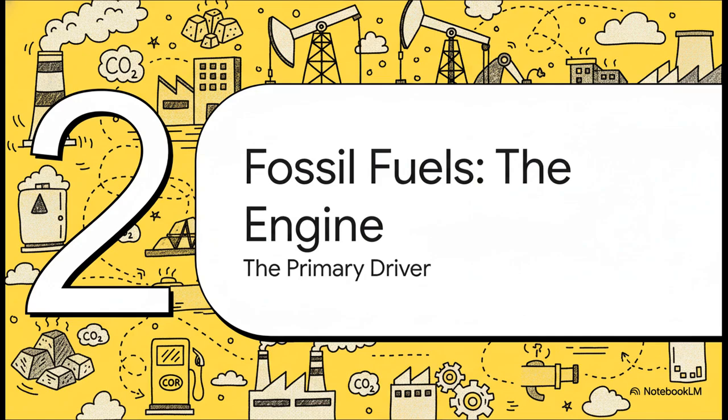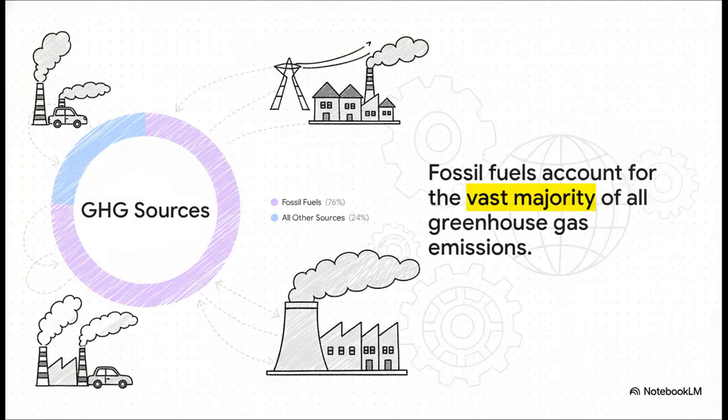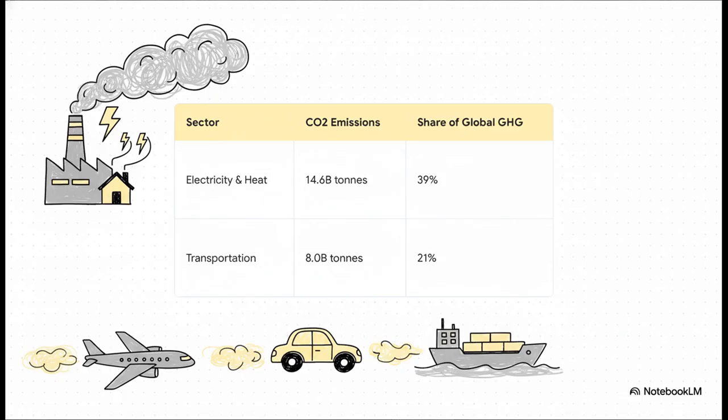So we have this massive number, 57.7 gigatons. Where does the vast majority of it come from? Now, the answer probably won't surprise you, but the sheer scale of it just might. A massive 76%, three-quarters of all greenhouse gas emissions, come from one primary source: burning fossil fuels. It's not even a close race. This is, by a huge margin, the single dominant driver of climate change, and it powers nearly every part of our global system.